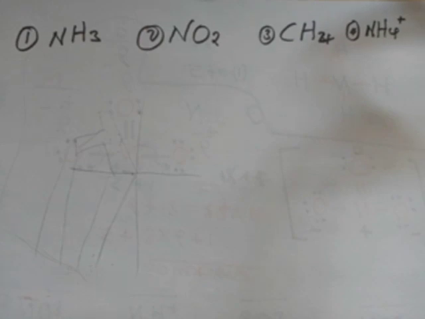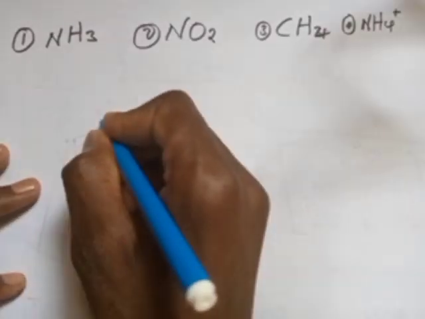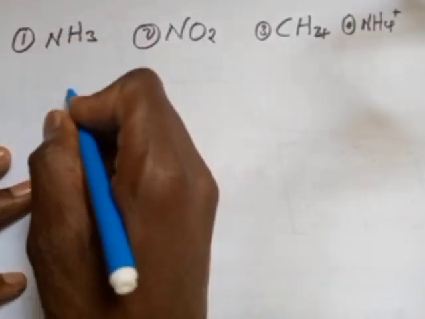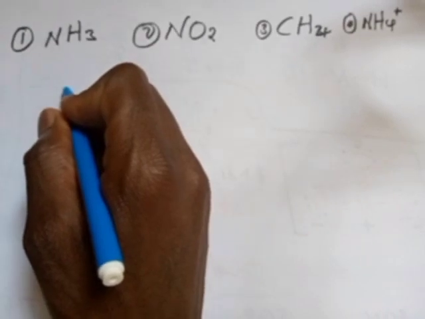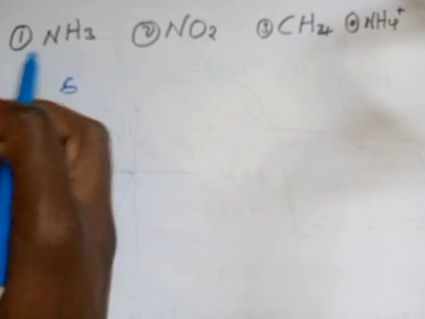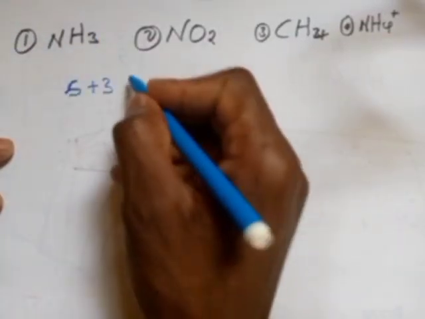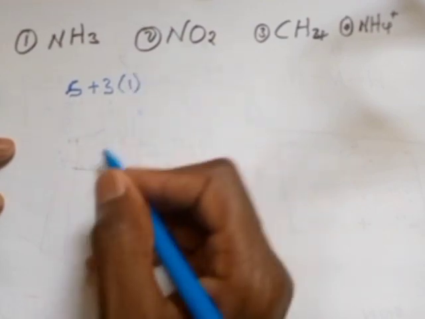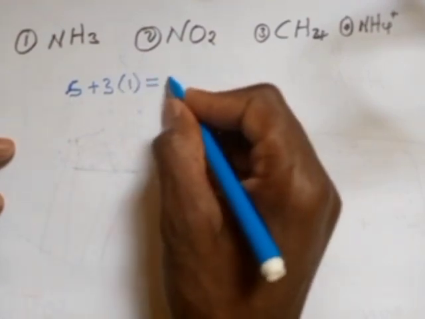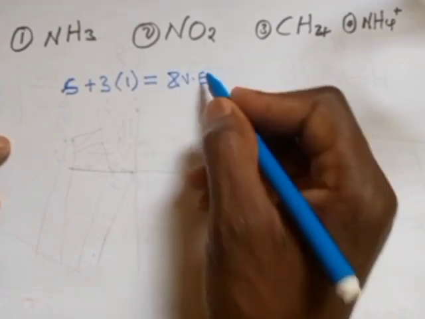That is molecular geometry. So if I'm to start from this one, I'll start by drawing its Lewis structure. The first thing we said is you have to find the valence electrons. So we are going to have 5, that is for nitrogen, plus 3, that is for hydrogen, multiplied by 1. Total number of valence electrons, we are going to get 8 valence electrons.